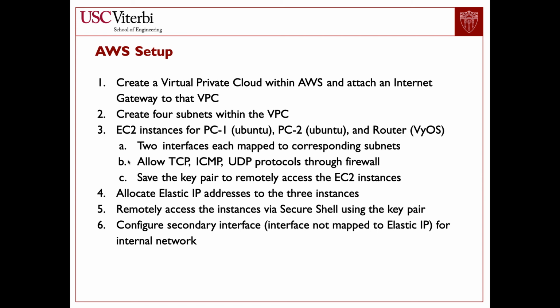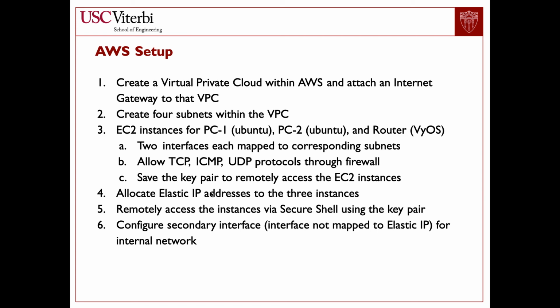And while doing the setup for the instance, we'll make sure that it allows TCP, ICMP, and UDP protocols through the firewall. We have to make sure that we save the key pair to remotely access the EC2 instances. And how are we going to access the instances? Using something called elastic IP addresses. So with the elastic IP addresses assigned to a particular interface on an instance, we make sure that we access that instance using the key pair.